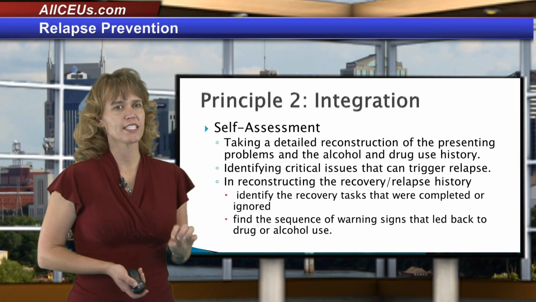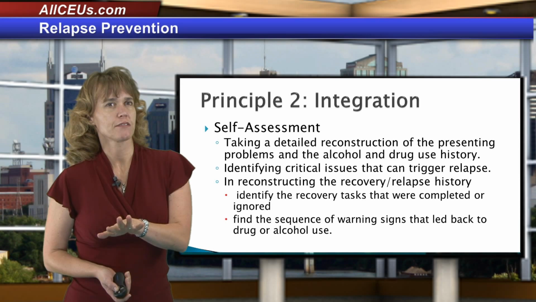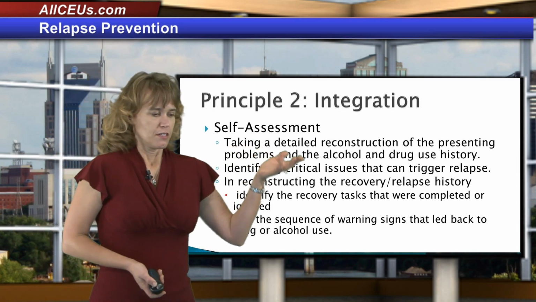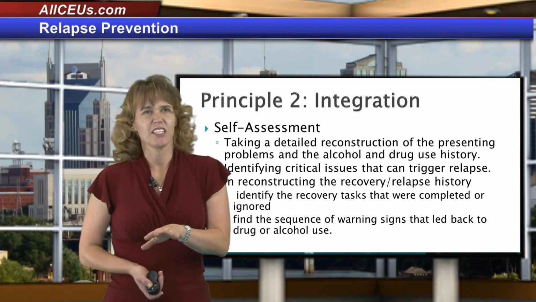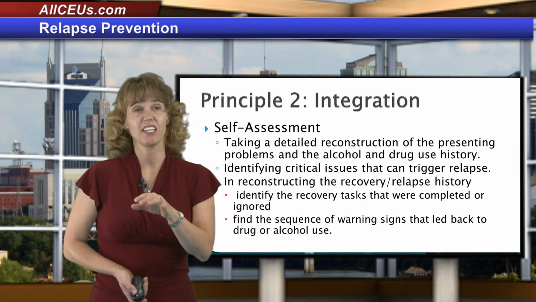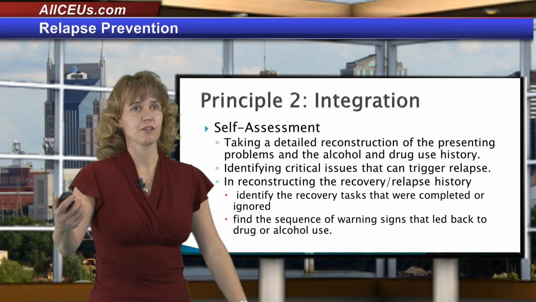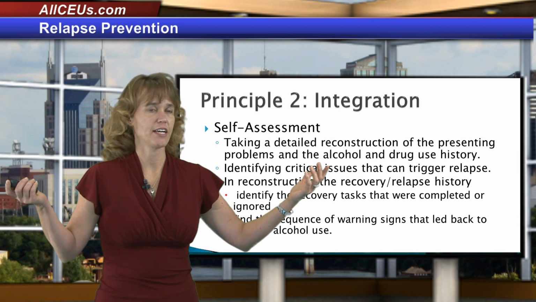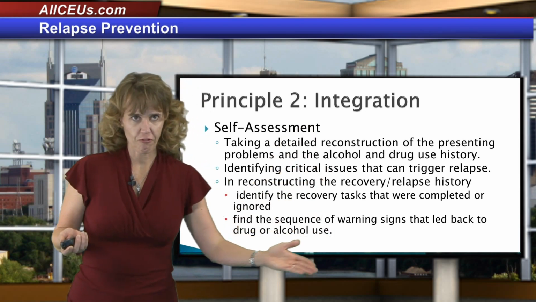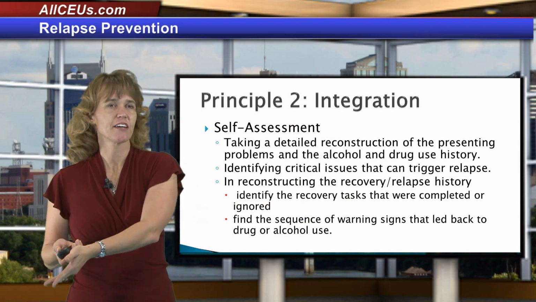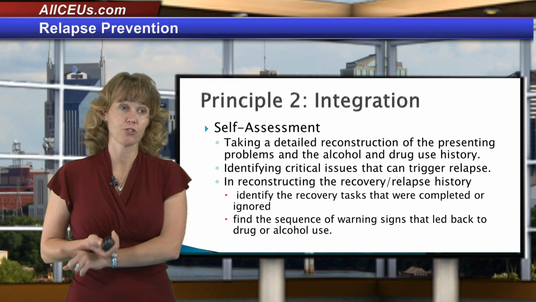Find the sequence of warning signs that lead back to alcohol or drug use or a mental health relapse. Stop going to meetings, start to isolate, start watching more TV, stop exercising and eating right, start sleeping all the time, and next thing you know, you're in a major depressive episode and you can't find anything that you want to do. Follow the chain and see how they got there. That's not how they get there every time, but it gives you a good idea of at least one of the paths to a relapse.